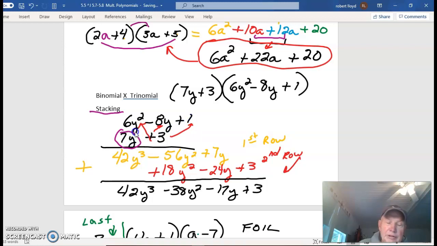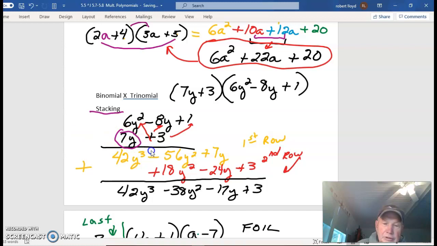So 7y gets multiplied by the 6y squared. 7y gets multiplied by the -8y. And 7y times the positive 1. Then you take the second term and multiply it times each of the terms in the trinomial. So the 3 times the 6y squared, 3 times the -8y, and 3 times the positive 1.